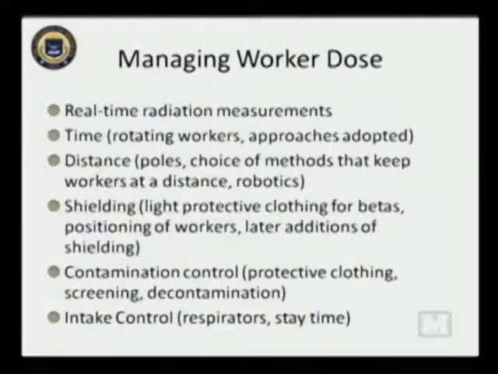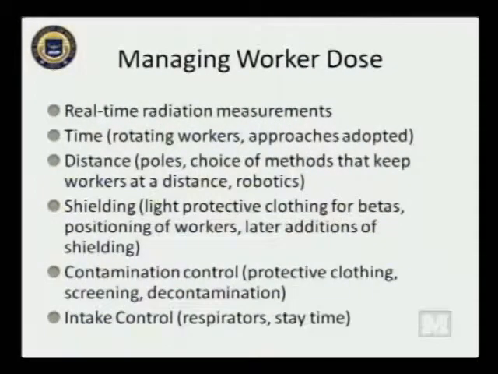Distance is another way of protecting people. Poles, choice of methods that keep workers at a distance. Robotics. Hello, Professor Weehee. This is for later, okay? Shielding: light protective clothing for the betas. If you have those white suits on, you get betas on you, you take them off, your exposure's gone. Later, you would have additions of shielding.